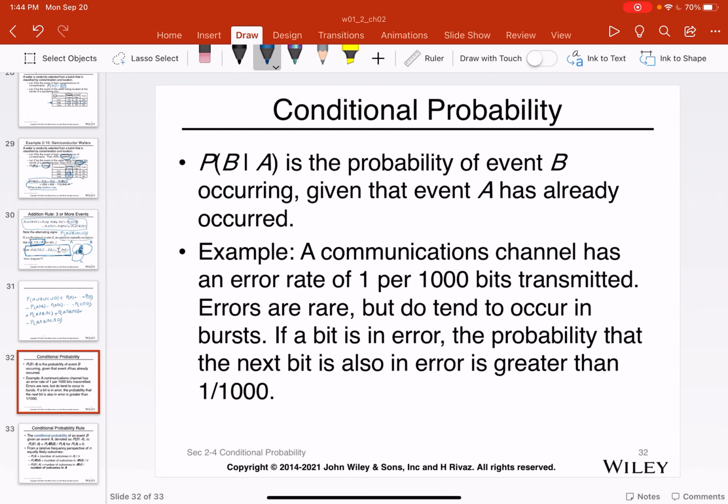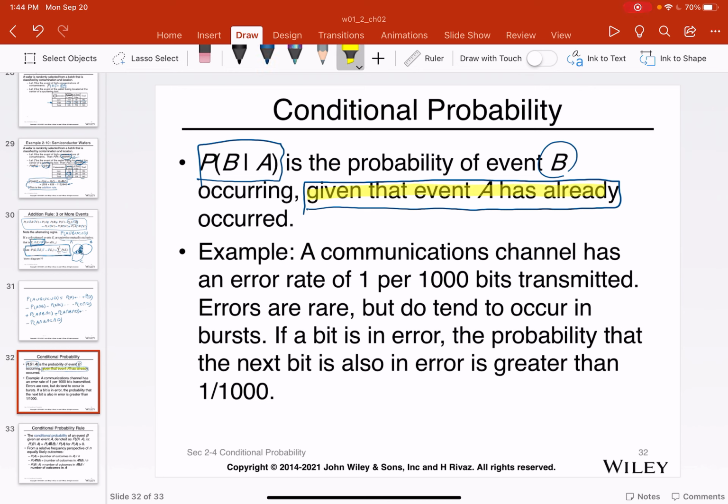So P of B given A is the probability of event B happening, assuming that event A has already happened. This is really a key assumption here. We assume that A has already happened. So that's what P of B given A means. Whenever you get confused when you see P of B given A, the first thing you have to say to yourself is, oh, A has already happened.